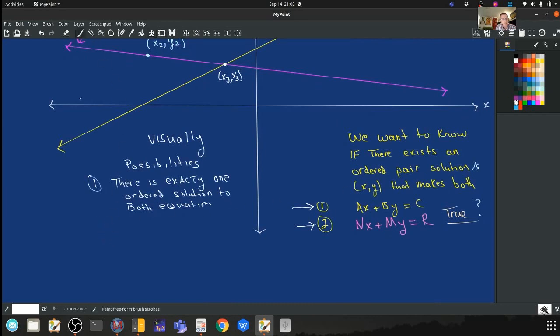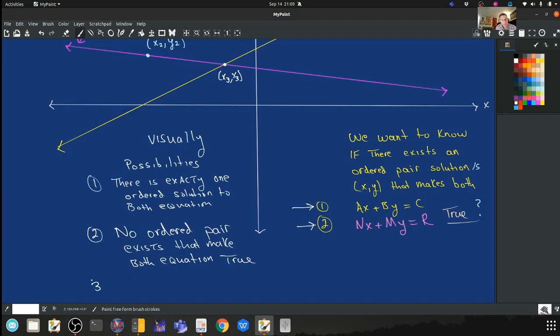is the possibility that no ordered pair exists that makes both equations true. And I invite you now to visually think about what that may be like.